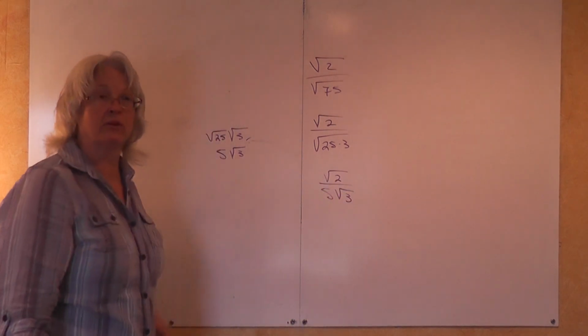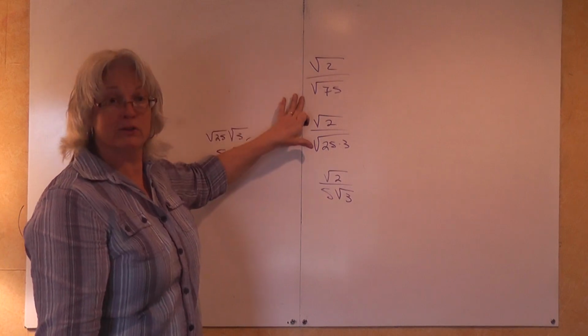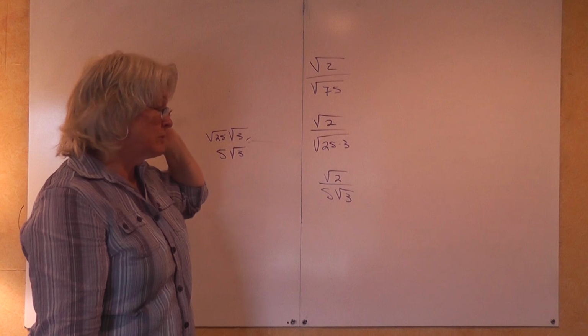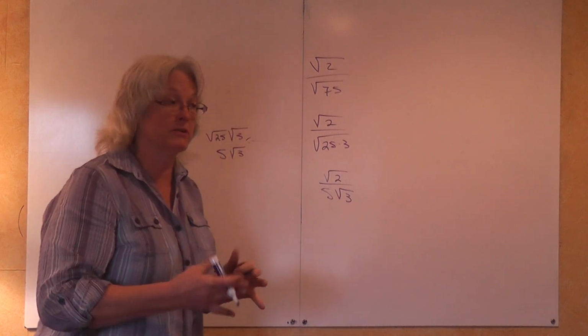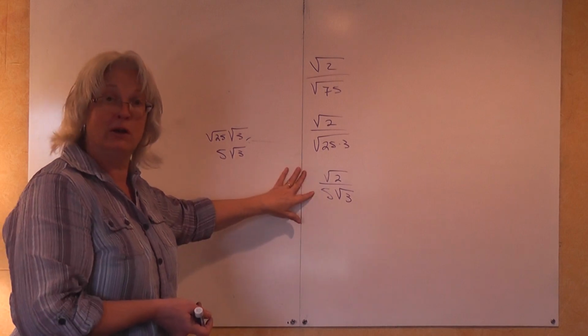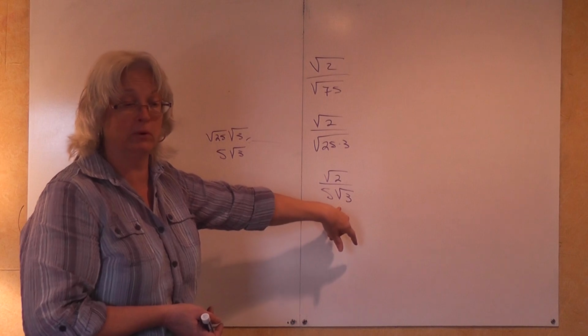5 times the square root of 3. So our solution to the square root of 2 divided by the square root of 75 is the square root of 2 over 5 times the square root of 3. And you go, bleh. It's a mess. Are we finished here? No, we're not finished because there is a radical symbol here.